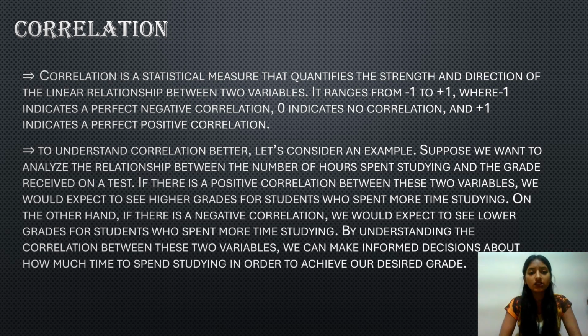Suppose we want to analyze the relationship between the number of hours spent studying and the grade received on a test. If there is a positive correlation between these two variables, we would expect to see higher grades for students who spent more time studying. On the other hand, if there is a negative correlation, we would expect to see lower grades for students who spend more time studying. By understanding the correlation between these two variables, we can make informed decisions about how much time to spend studying in order to achieve our desired grade.